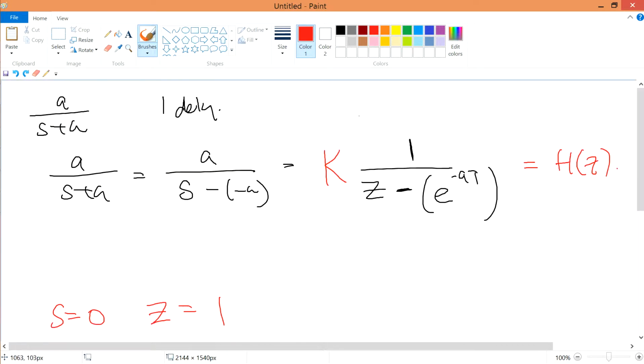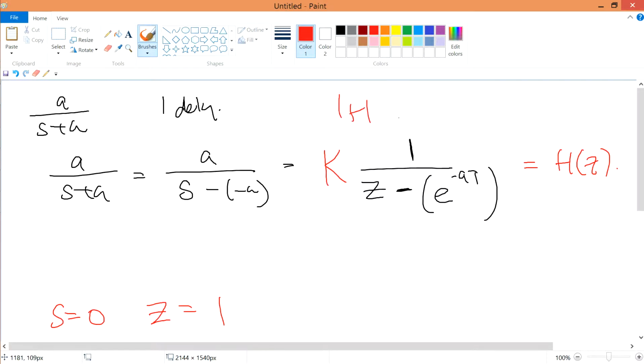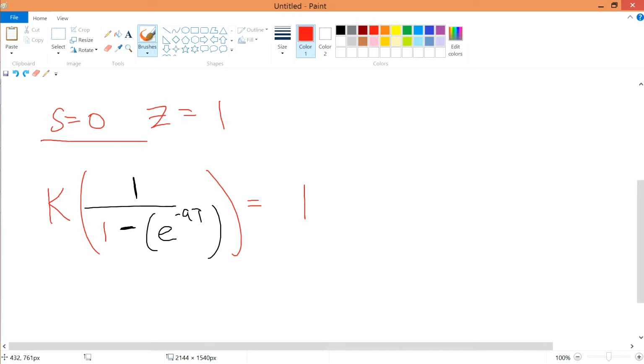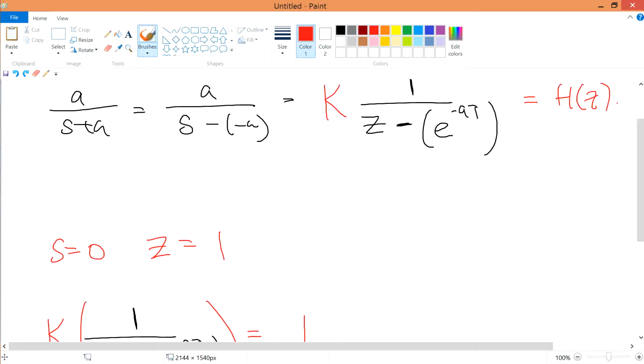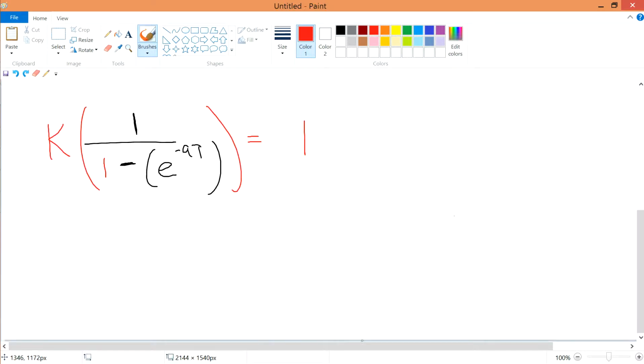At first, we're trying to find the transfer function for the z domain. So the first step, you find your transfer function of the z domain, including your K, which is some constant that we need to find. The second step is that when you sub in s equals 0, z equals 1 into your transfer function, then you can find your K. Now we are one step towards finding K.